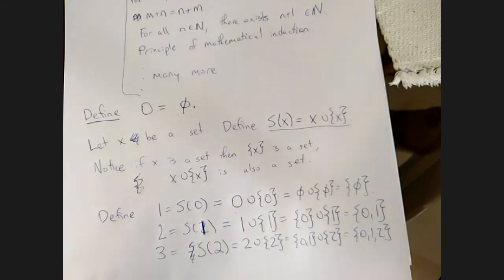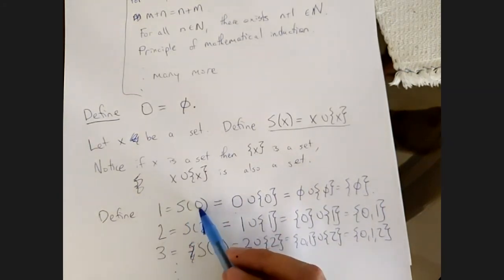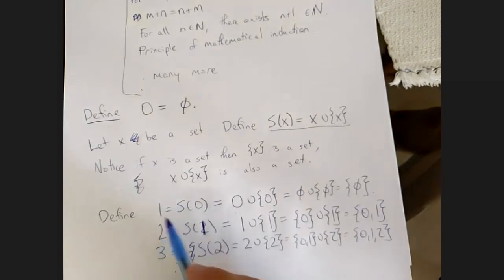I mean, just keep on going. So kind of this function S: start with 0. The next number is 1, the successor of 0. And the successor of 2 is the next number after.